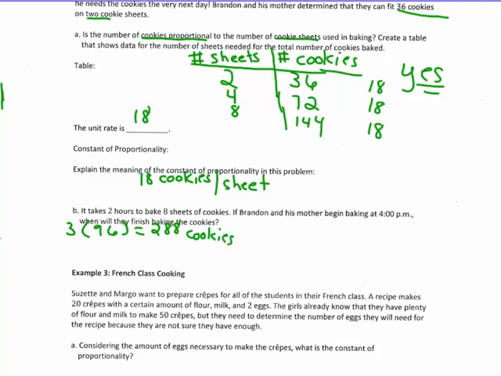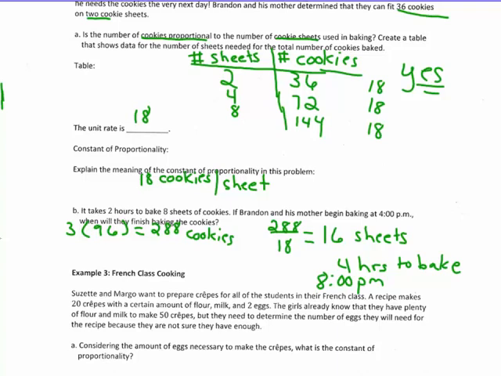I'm going to figure out, well, how many sheets will that take? So I'm going to take my 288 cookies and divide it by 18, because I can fit 18 per sheet, and that's going to give me 16 sheets. Well, I know it takes 2 hours to bake 8, which means it's going to take 4 hours to bake. But that's not what they asked. They want to know, when will he be done? He begins at 4, plus 4 more hours, he'll be done at 8 p.m.